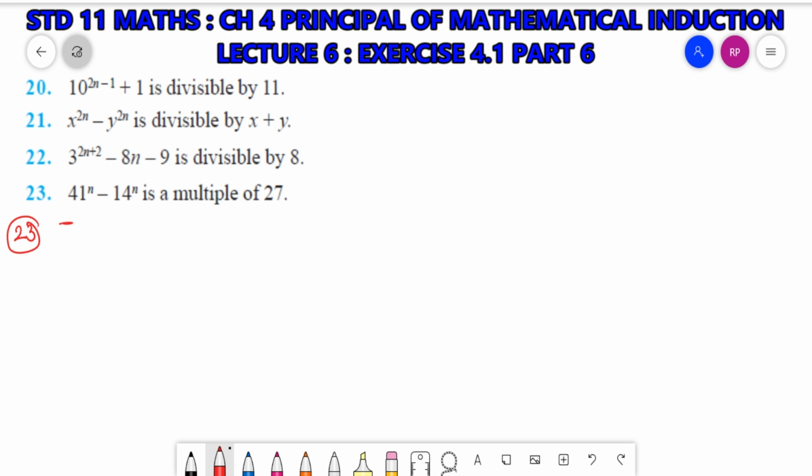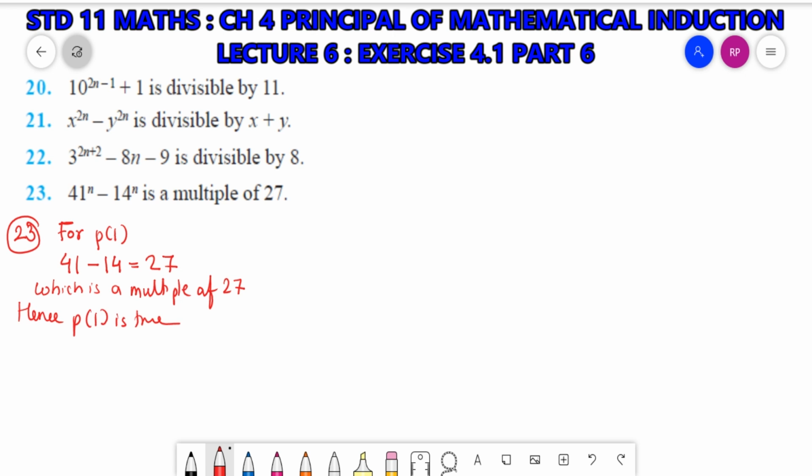So now first for P of 1. 41 raised to 1, that is 41, minus 14 raised to 1, that is 14, that is equal to 27, right? So it is a multiple of 27. Hence P of 1 is true.